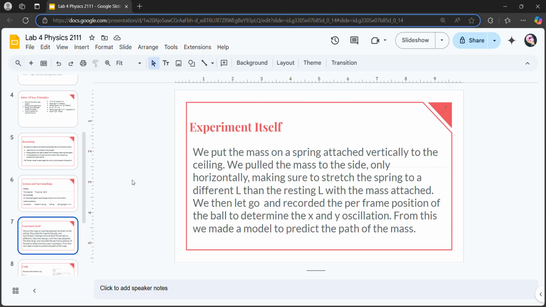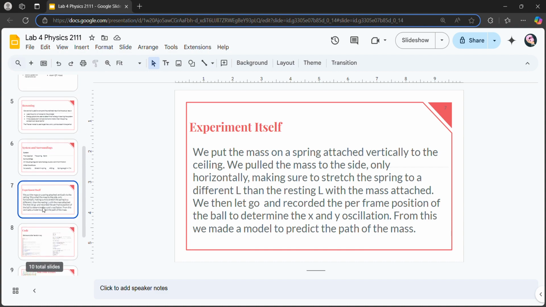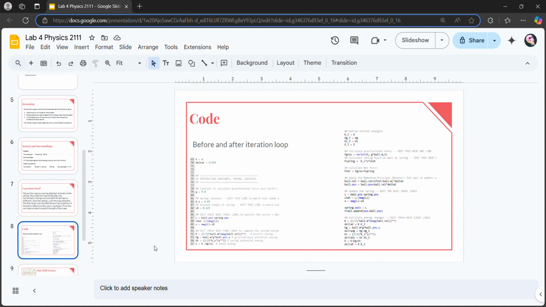The experiment itself was we put the mass on a spring, attached it vertically to the ceiling. We then pulled the mass to the side, only horizontally, not in the z direction, making sure to stretch the spring to a different L than the resting L when the mass was attached. Then we let it go and recorded the per frame position of this ball to determine the x and y oscillation. From this, we made a model to predict the path of the mass. In doing this, we used this code.